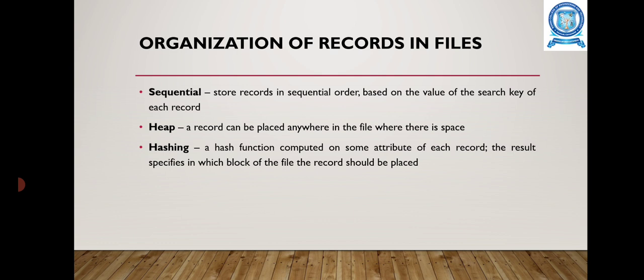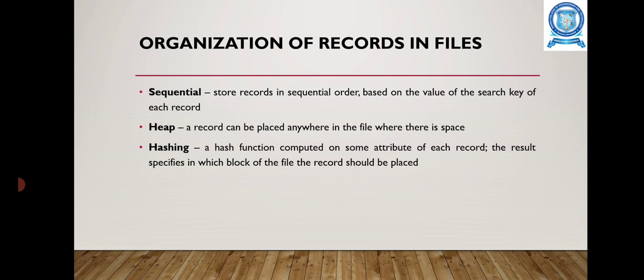Organization of records in files. The records are organized in files based on these structures. First one is the sequential. Sequential means it stores records in sequential order. That means based on the value of the search key, each record is stored.